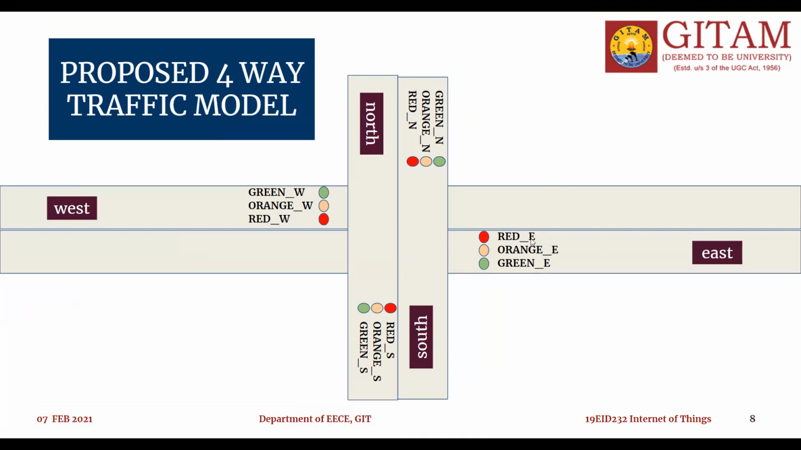Here, these are the variables that we used in the code for a particular bulb in each direction. In each direction, for the red bulb we are using red underscore E, for the orange bulb we are using orange underscore E, and for the green bulb we are using green underscore E. Like that, we are giving particular underscores of that variable in each direction.